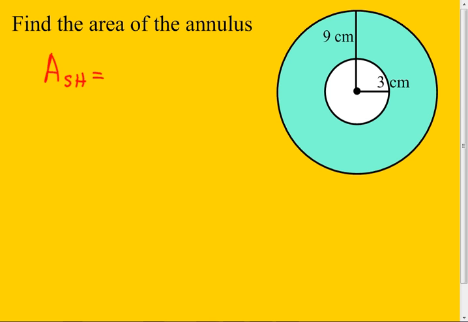Okay, it's pi big radius squared minus pi little radius squared. What's the big radius? TJ? 6. Pi times 6 squared minus pi times the little radius, 3 squared. Okay, so go ahead and do that. Tell me what the answer is. I know what the answer is.